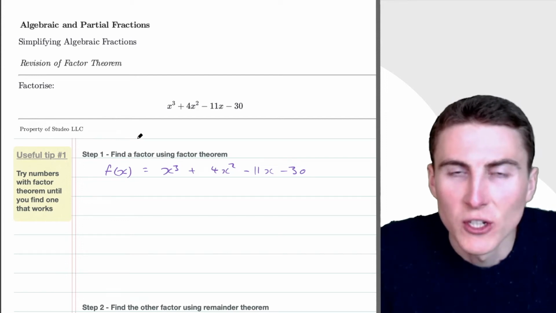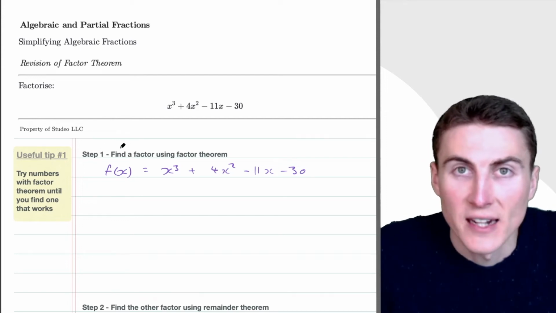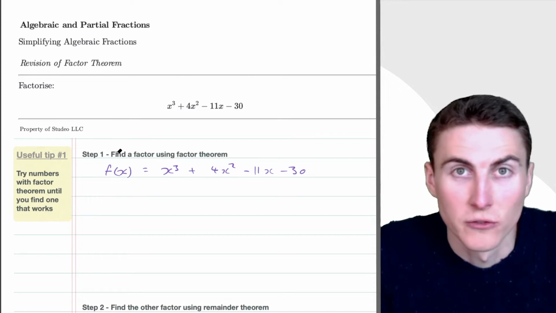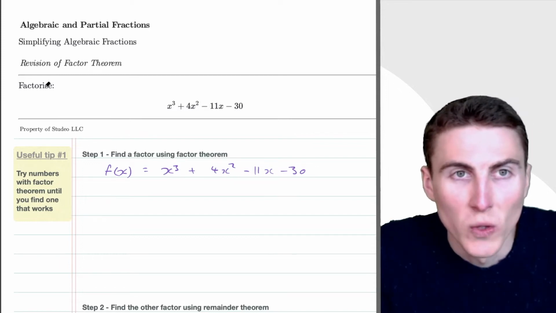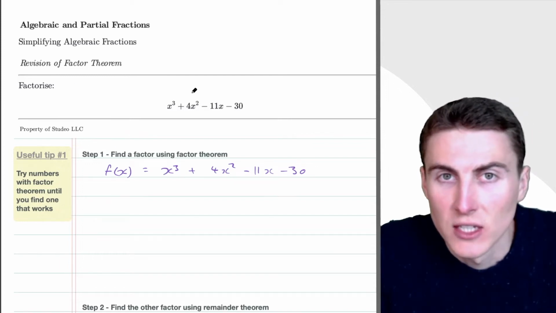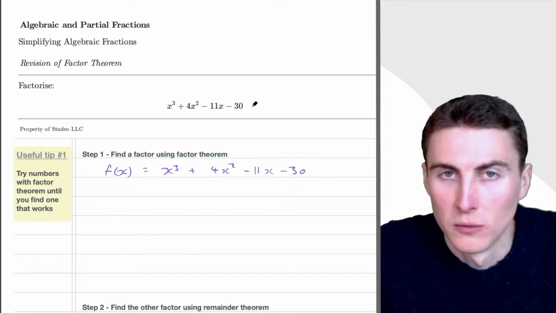Hello. So in this video, we are recapping the factor theorem and remainder theorem stuff from first year. So it says here, factorize this cubic equation, or this polynomial.